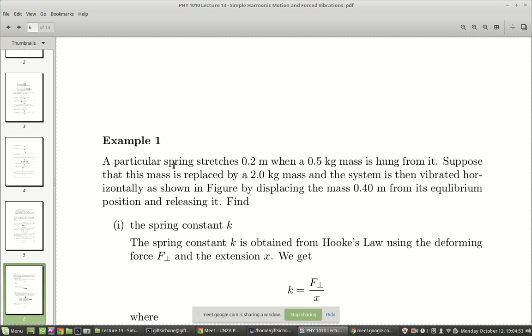Next, suppose that this mass, the 0.5 kg mass, is replaced by a 2 kg mass, and the system is then vibrated horizontally as shown in here. We vibrate the system.